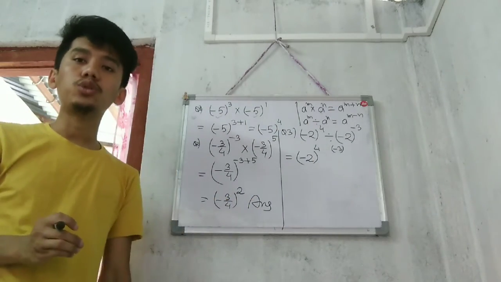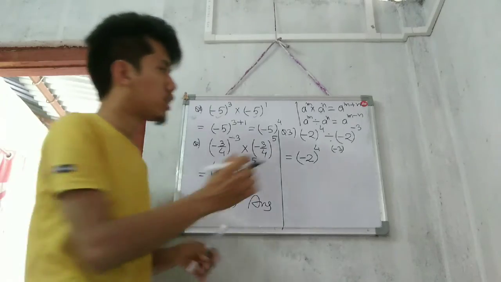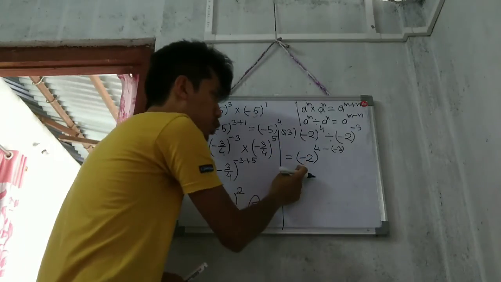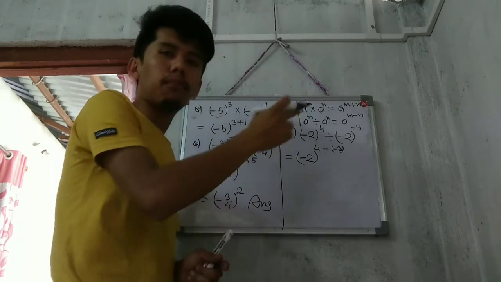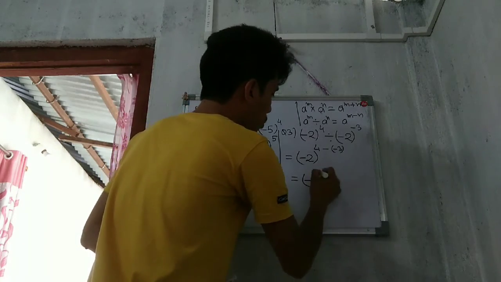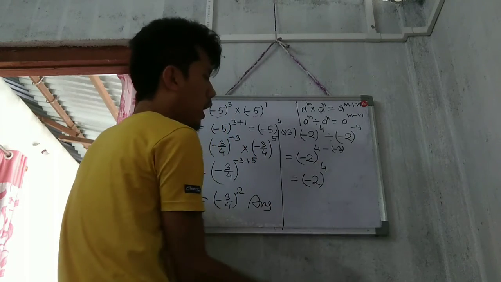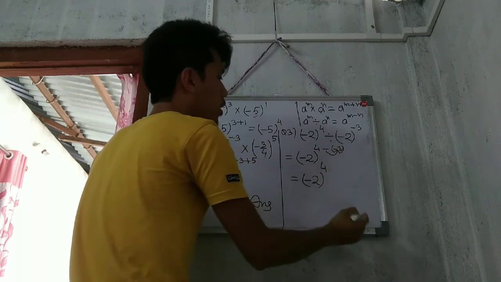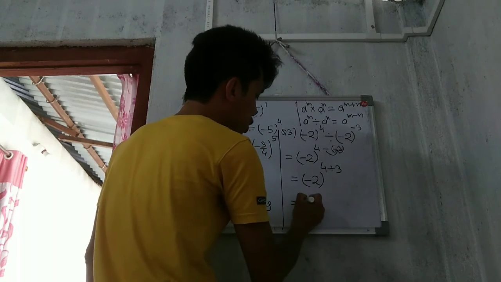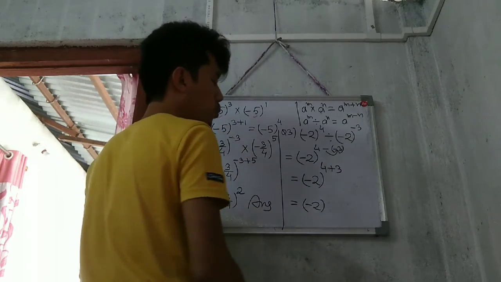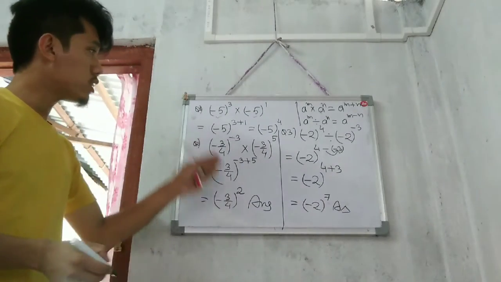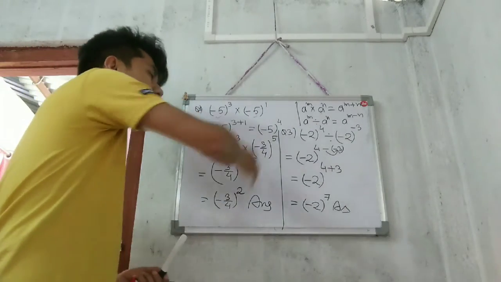As we are going to divide, the power will be subtracted, so put the minus sign here. It will be minus 2 to the power 4 minus minus 3. This equals minus 2 to the power 4, and now the signs will be multiplied, so minus minus becomes plus 3. So 4 plus 3 is 7, and this is the answer. This is a simple way, so we have to use these two formulas.